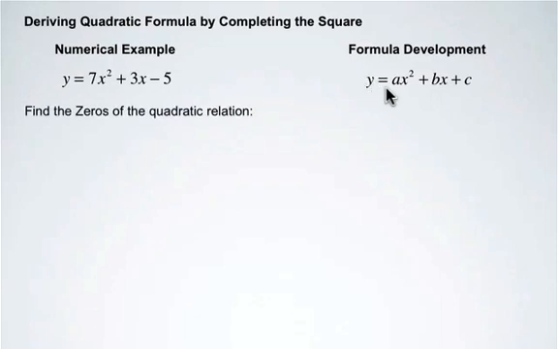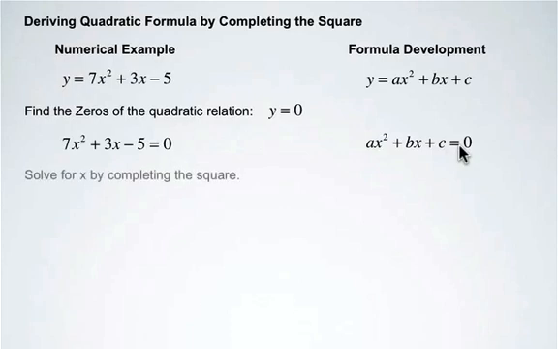So the first step that we need to do is to find the zeros of the quadratic relation. So where y is equal to 0. So we substitute 0 in for y. We've done this in both our numerical example and over here in our formula development. We then solve for x by completing the square. So we're going to complete the square here.